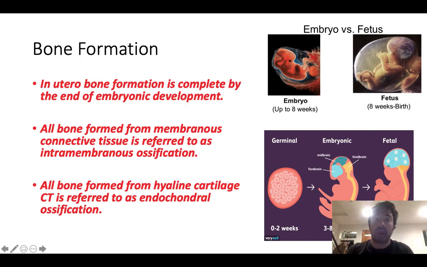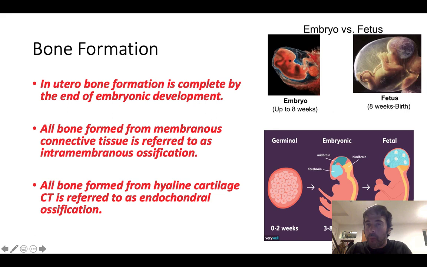Bone formation. In utero, bone formation is complete by the end of embryonic development. So from conception to week 8, you have an embryo. From week 8 to week 37 to 42, you have a fetus, which ultimately is born and we think of as being a newborn or a baby. So when we talk about these processes of intramembranous and endochondral ossification, we're talking about the formation of bone that takes place very early during development, during embryonic development.